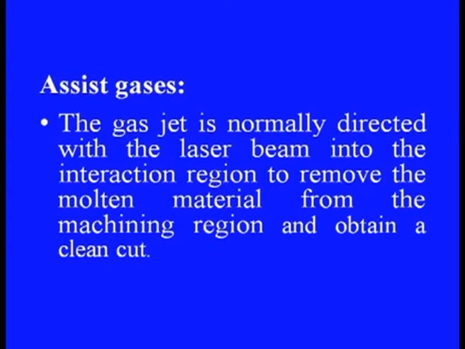Then the effect of assist gases. The gas jet is normally directed with the laser beam into the interaction region to remove the molten material from the machining region and obtain a clean cut. Assist gas should seal the lens system from the expelled material, as we have already discussed. Pure oxygen causes rapid oxidation and exothermic reactions, causing better process efficiency. However, as far as the work material is concerned, if the cutting zone need not be oxidized or the chemistry of the cut zone need not be changed, then this may not be recommended or desirable.